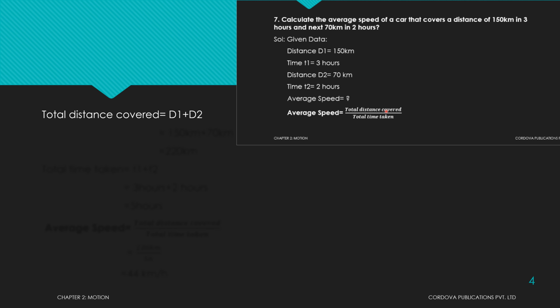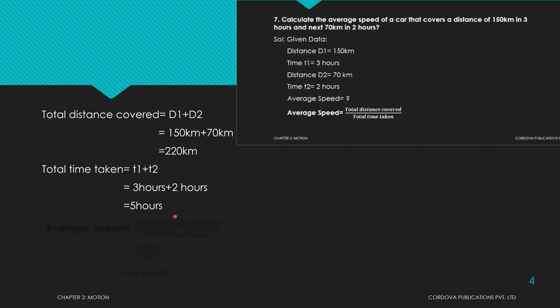So it is very easy. First we need to calculate the total distance. Since they have given two separate distances, you can add them up, D1 plus D2, then only you will get the total distance, right? So 150 kilometer plus 70 will be 220 kilometer, and yes, we got the total distance. Now total time taken, but they have given two splits, right? So total time taken is equal to T1 plus T2. That is 3 plus 2, which is 5 hours, right?